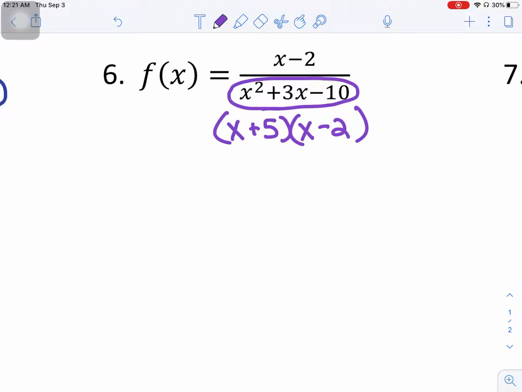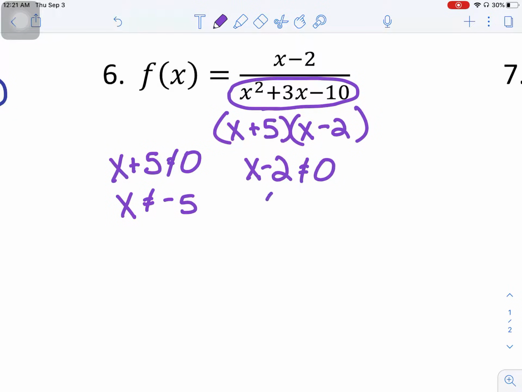Okay. And I can't let either of those factors equal 0. Because if either of those factors is equal to 0, then the whole denominator is equal to 0, and I can't divide by 0. So if you wanted to, you could either mentally solve this or just take the two factors and say that they can't equal 0. So x cannot equal negative 5, and x cannot equal 2. All right, if you solve those two little equations.